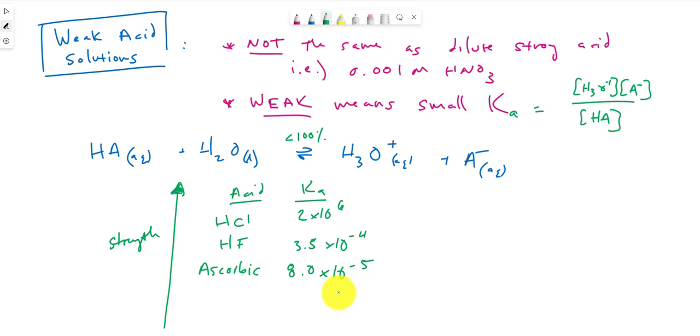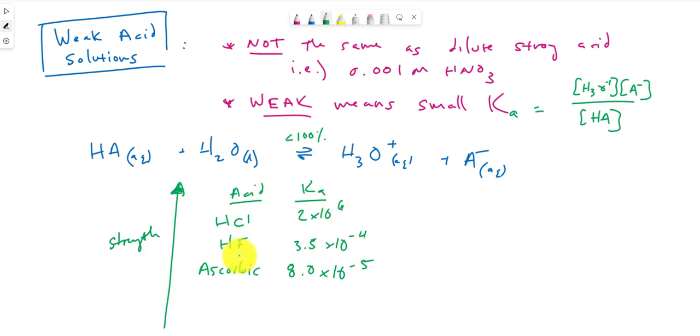And so a table would look something like this. I'm just tossing on a few here. We have strength as our y-axis, increasing as we move towards the top of the axis, and we have a few acids: HCl, HF, and ascorbic acid. Ascorbic acid is the same as vitamin C, and their corresponding Kas. We can see HCl, which we know is a strong acid, has a Ka of 2 times 10 to the 6th, which simply means there's about 10 to the 6th times more numerator than there is denominator. 10 to the 6th is a million, so it means that at equilibrium there's a million times more product than there is reactant. That's what it means to be 100% dissociated.